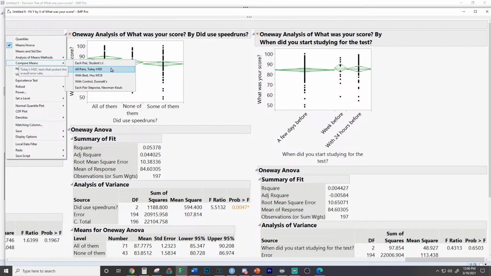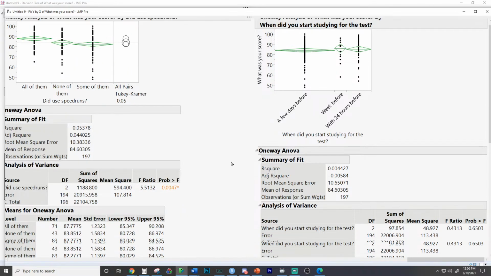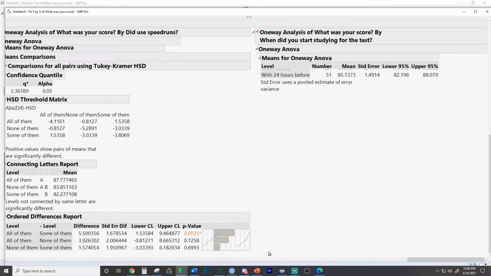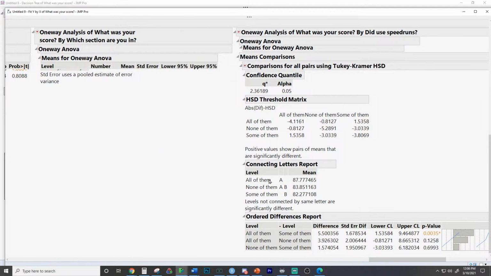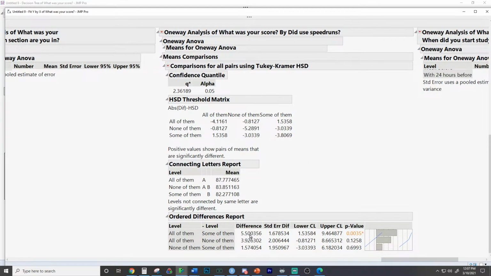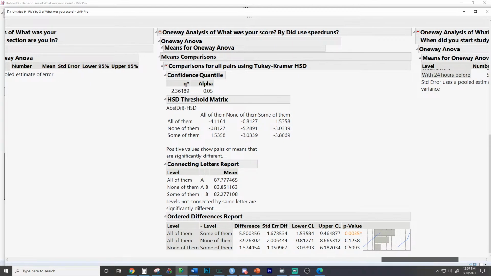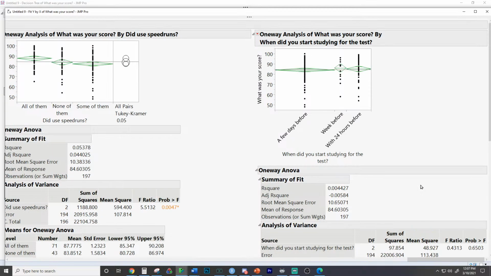I think we want to go for the all pairs Tukey's. And so that should be the follow-up test down here. Is it going to give me a connecting letters report? Yeah, so the big difference right here is between the all of them and the some of them. So you can see the connecting letters report. There's a difference between the all of them and some of them. And this is a family-wise alpha test. A lot to talk about there with family-wise alpha and stuff.